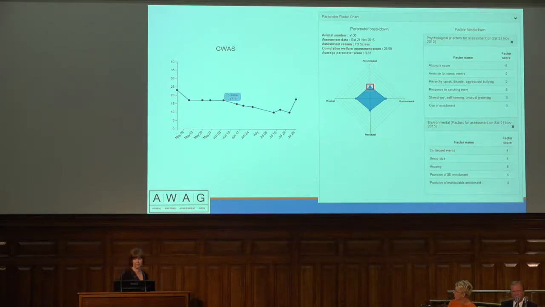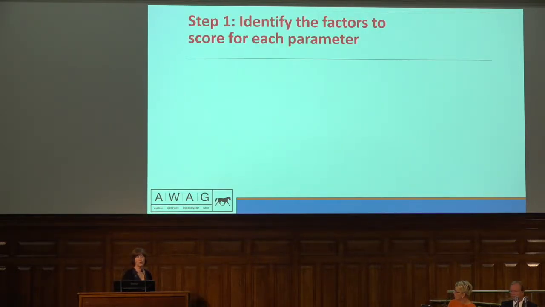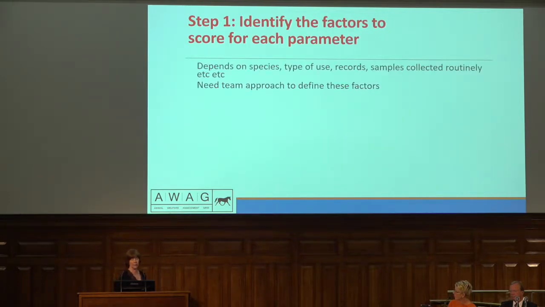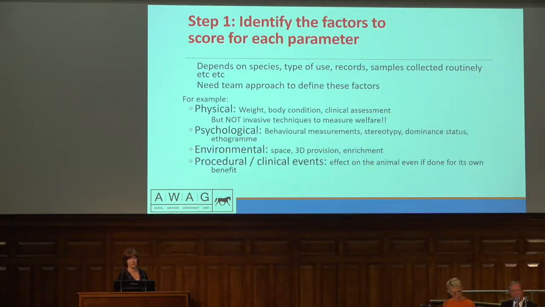So the first step when using the AWAG is to identify what factors you score for each of those 4 parameters. And it depends very much on the species you're working with, the type of use, what records are being kept, what samples have been routinely taken anyway. And you need a team approach to define those factors, which is one of the huge benefits of this system because it gets people talking about welfare. It makes people think about welfare. What can we do? What can we score? What can we look at? How can we do it better?